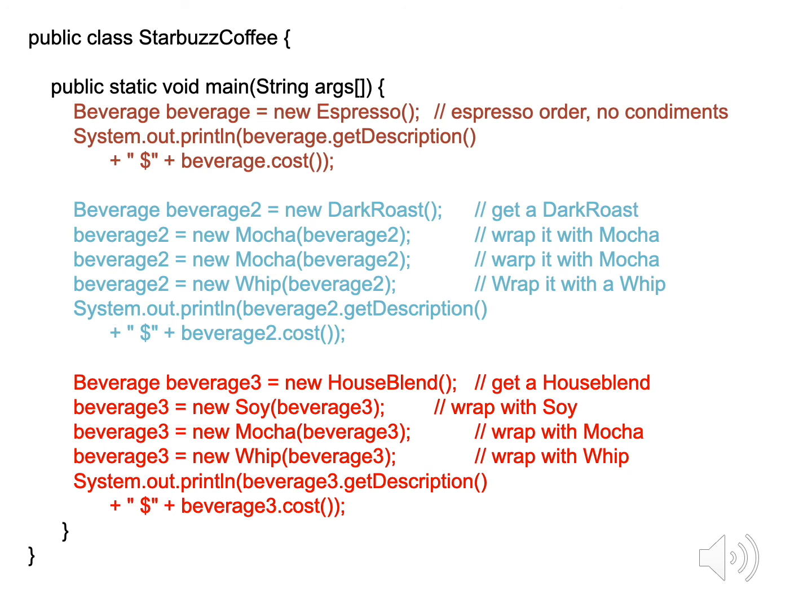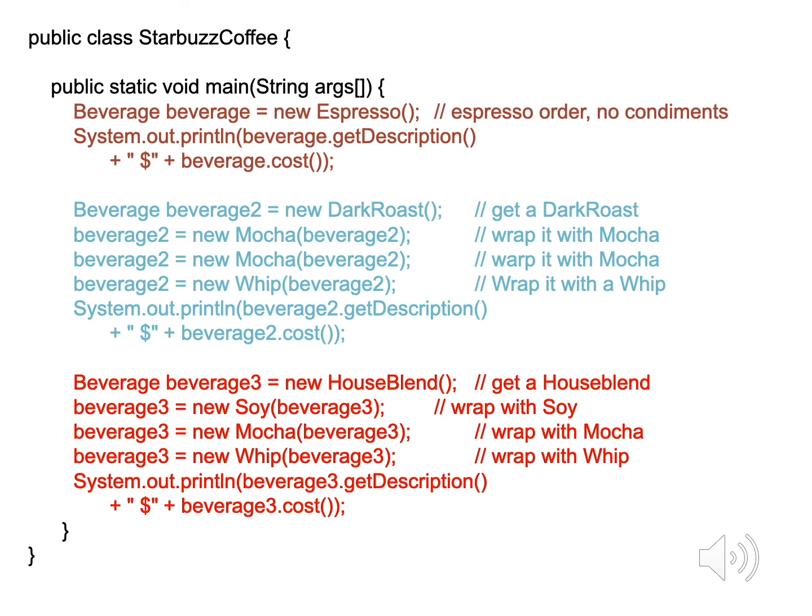And the next line shows that we are creating beverage2, which is of type dark roast. In beverage2 we decorate it with the condiment mocha, and then again mocha, which means we are going to add double mocha. Here we can add as many condiments as we want. We will wrap it, we will decorate it, we will contain it inside the decorator to attach it with that concrete decorator.